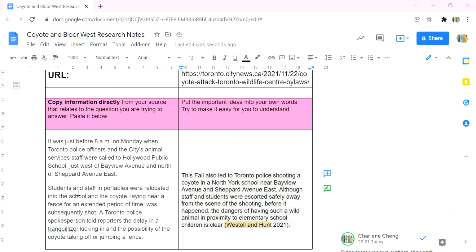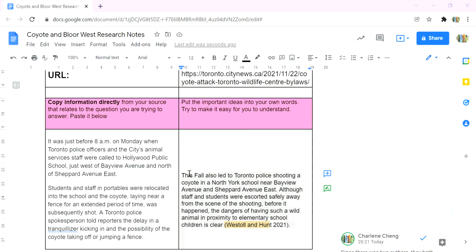I'm going to actually make this a different paragraph because this is more of the problem and this is more the solution or what's being done about it. Toronto Animal Services has also got involved and delivered educational materials. Okay. Coyotes today seem bolder and less wary of humans. Not sure where I want that yet. There have been instances of coyote attacks. That makes sense after saying that they're bolder. This fall also led to Toronto police shooting a coyote in a North York school. That same coyote. Okay, then that has to be together here.